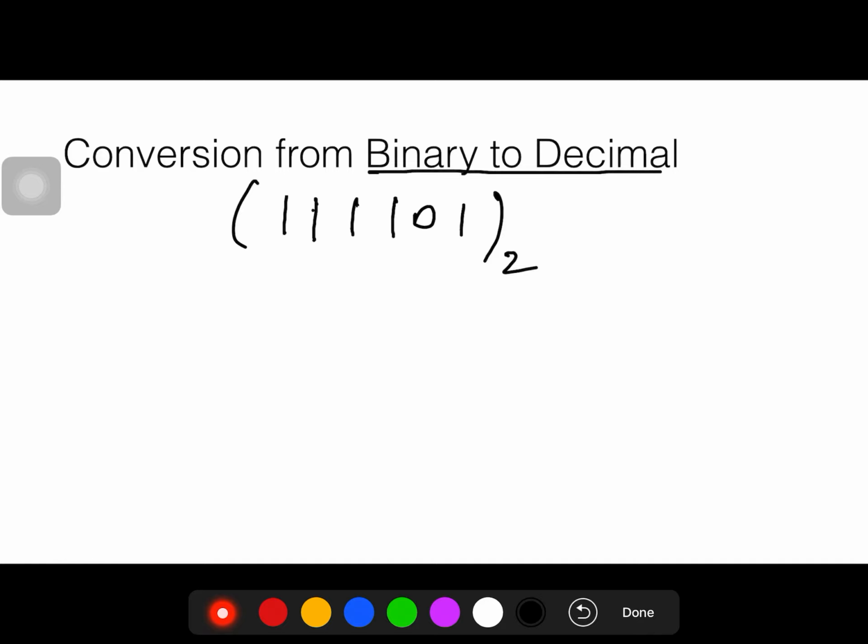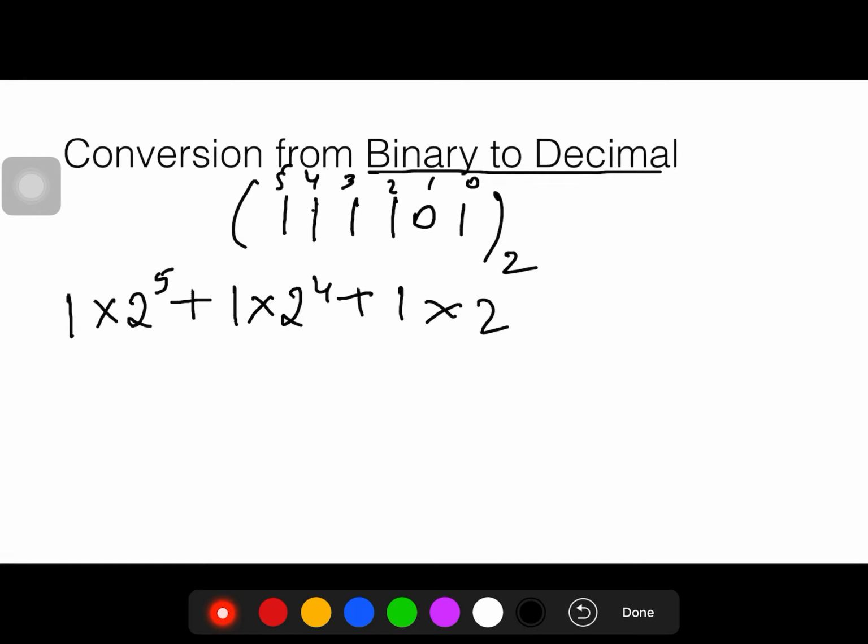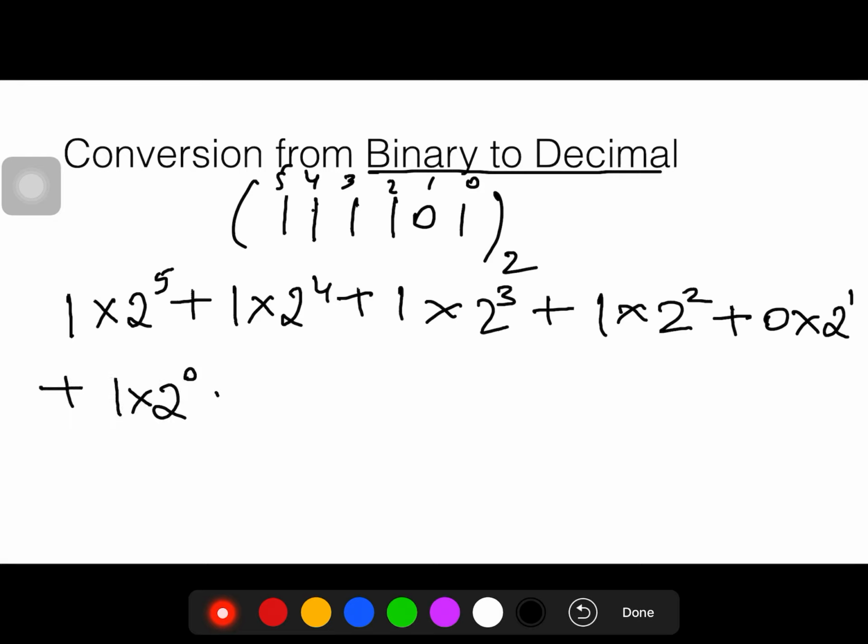What we will do, we will compute. You can also write 2 raised power 0, 2 raised power 1, 2 raised power 2, but I will write here 0, 1, 2, 3, 4, 5. It also means 2 raised power 5. In order to compute, we multiply face value with place value, which is 1 into 2 raised power 5 here, plus 1 into 2 raised power 4, plus 1 into 2 raised power 3, plus 1 into 2 raised power 2, plus 0 into 2 raised power 1, plus 1 into 2 raised power 0.